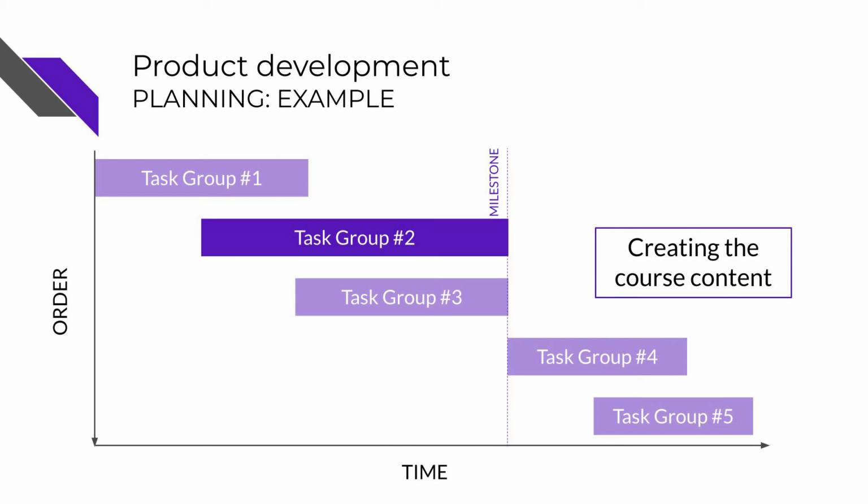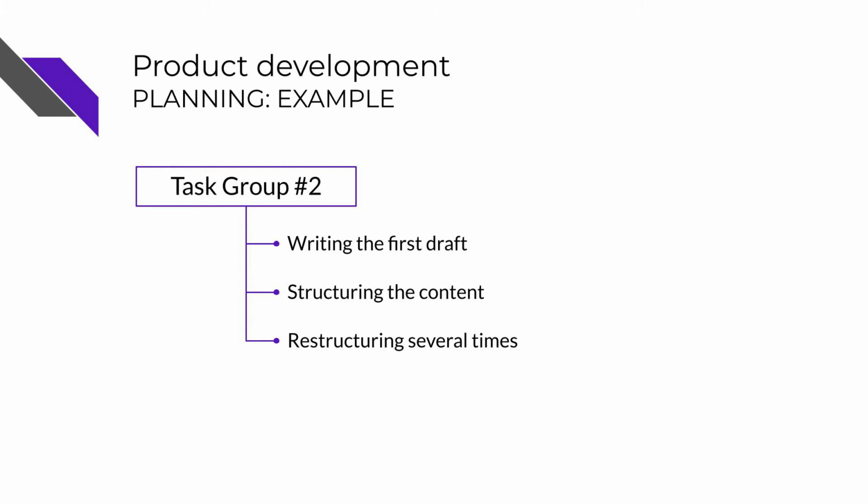The second task group would be creating the course content itself. And as you can see, this already overlaps task group 1, because this was something that I could do simultaneously. So when I reached the point in my research and formalizing the idea where I could start creating the content layout, this phase meant writing drafts, simplifying and changing the structure of the course several times.